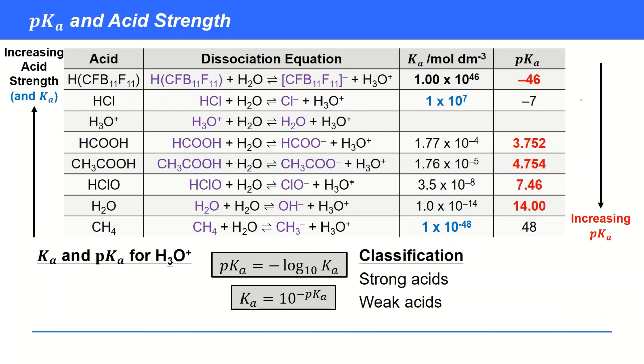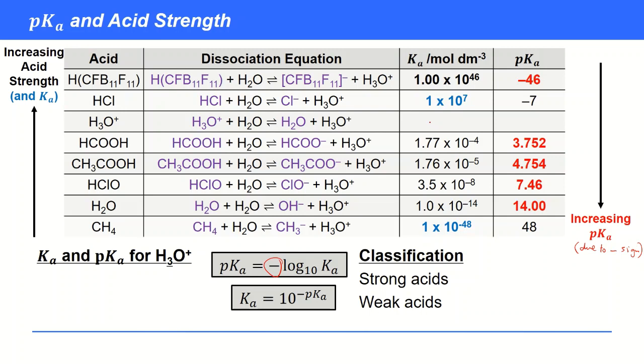So what we can see from looking at this table is that whereas Ka increases when we have an increasing strength of an acid, pKa actually goes the other way, and that's because of the minus sign. The minus sign in this pKa formula means that as you increase acid strength, you actually decrease pKa, and as you decrease acid strength, you actually increase pKa.